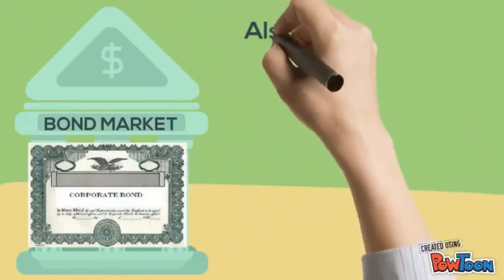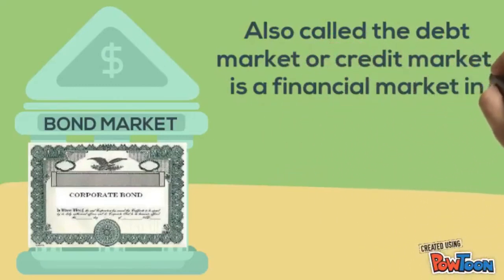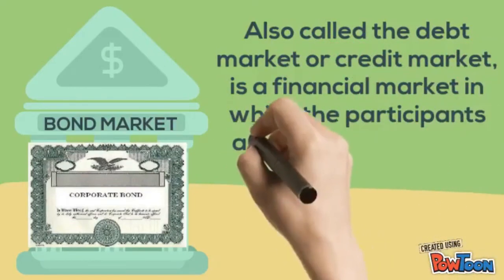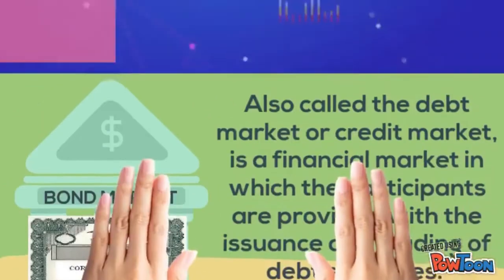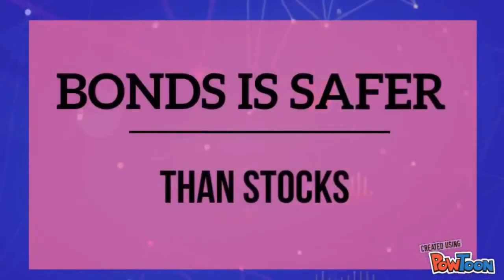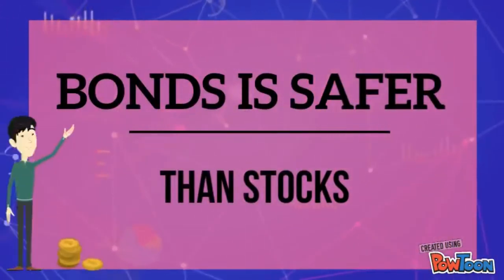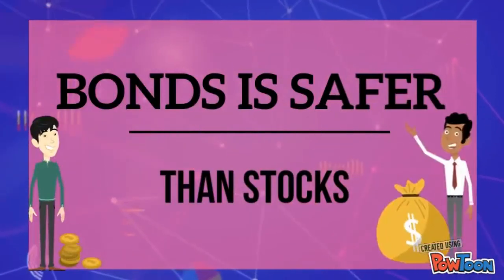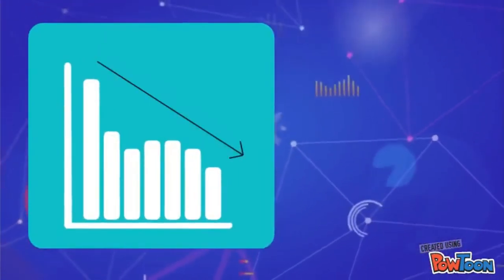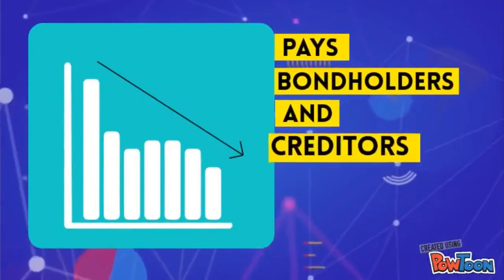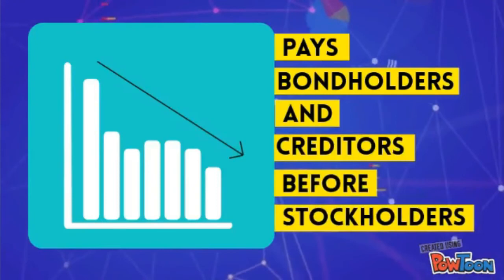The bond market, also called the debt market or credit market, is a financial market in which the participants are provided with the issuance and trading of debt securities. Buying bonds is safer than buying stocks. With bonds, investors only earn interest rather than profits. If a company goes into bankruptcy, it pays its bondholders along with other creditors before its stockholders, making bonds arguably safer than stocks.